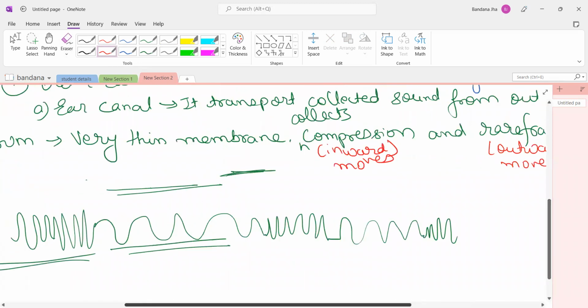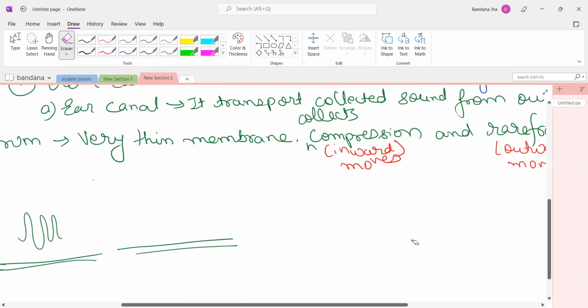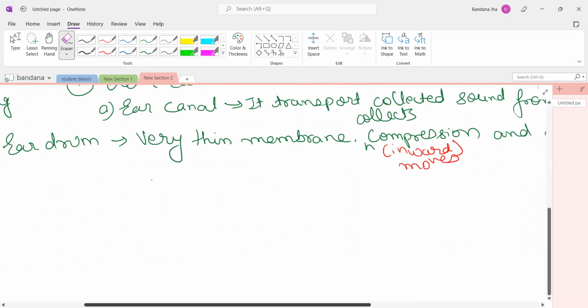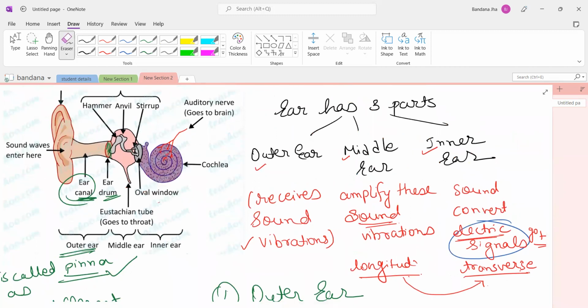Now, wait a minute, I'm clearing the screen also. So compression, rarefaction, is there any doubt, Ansh? No. Fine. Now the next part is what you can see here.